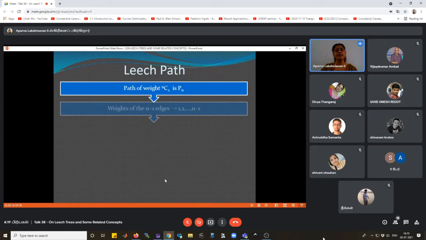So from that, we can be sure that the n minus 1 edges are labeled using the numbers 1, 2, etc. n minus 1 in some order. Regarding the order, we don't have any idea. But the edge labels are definitely 1, 2, etc. n minus 1. Okay. There is an edge having label 1, right?